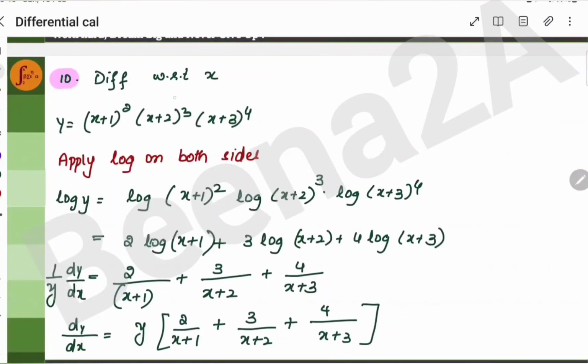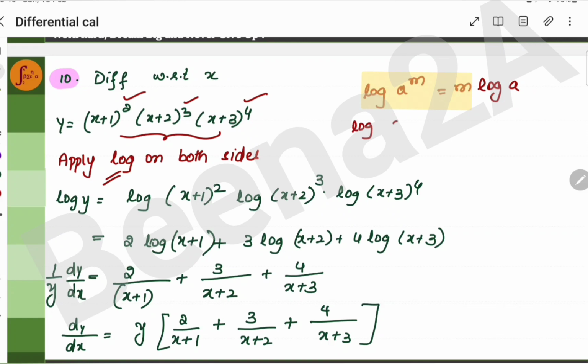Now 10th one, differentiate with respect to x, right? Whenever you have powers here, try to apply log. If you apply log, you can get rid of these powers. So when I apply log on both sides, this will become log y, and we apply log on this. Log of a to the power m is nothing but m log a. So we have log of (x plus 1) the whole square here. So you can write this as 2 log (x plus 1), right?